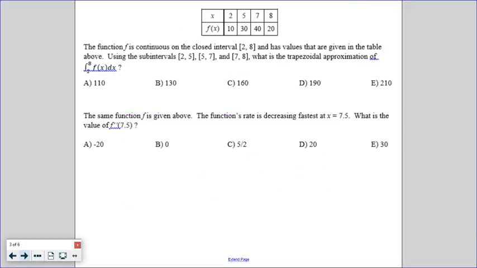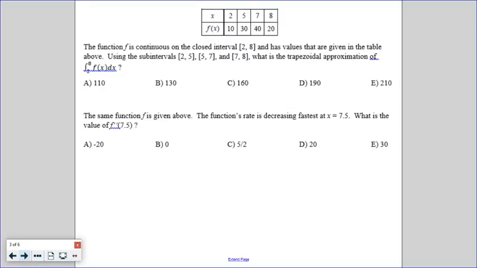All right, so then just kind of talking through some multiple choice problems that would involve tables of data. This next one, we've got a table: 2, 5, 7, 8, and 10, 30, 40, 20. Function f is continuous on the closed interval from 2 to 8, has values that are given in the table. Use subintervals of 2 to 5, 5 to 7, and 7 to 8, and the trapezoidal approximation.